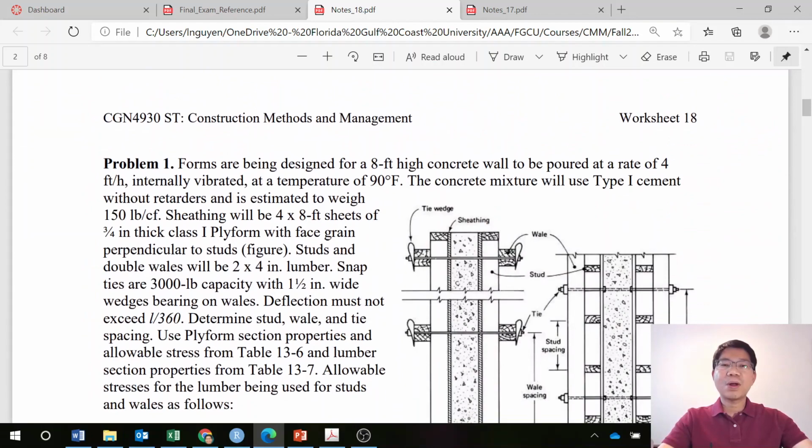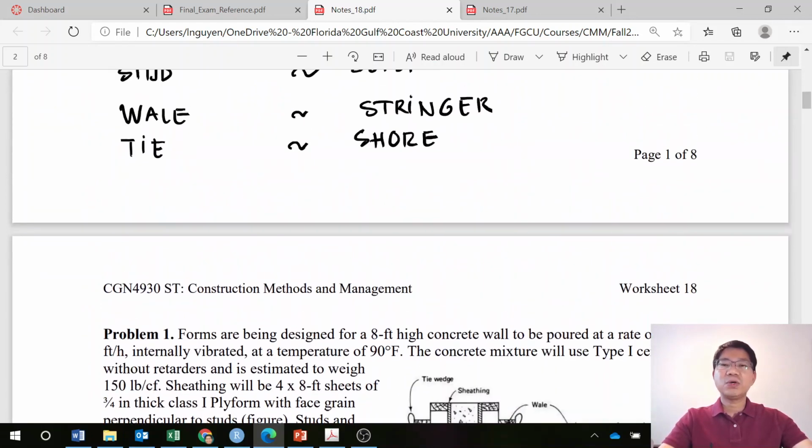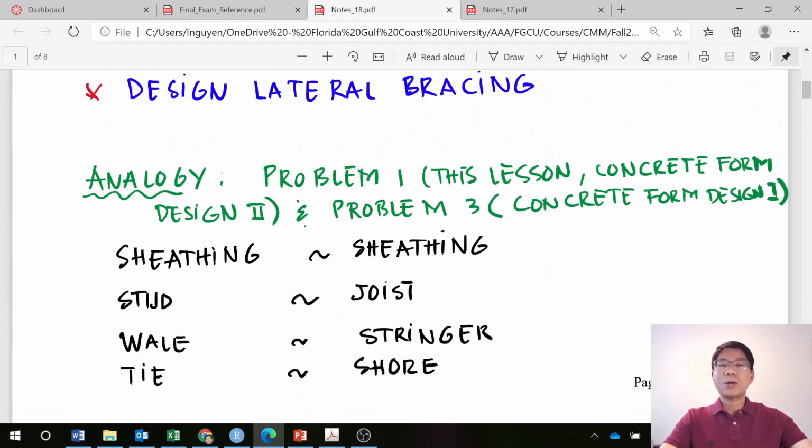Before we do problem 1 for today's lesson, in the next video, I just want you to see what we learned here. In today's lesson, the concept we learned in slab form design in problem 3 of concrete form design 1 can be used for problems for the wall forms or column forms. How? I put the analogy here so that you can figure it out. So if in the previous lesson it is sheathing, that is plywood or wood, then on the wall form or column form, it's also sheathing.